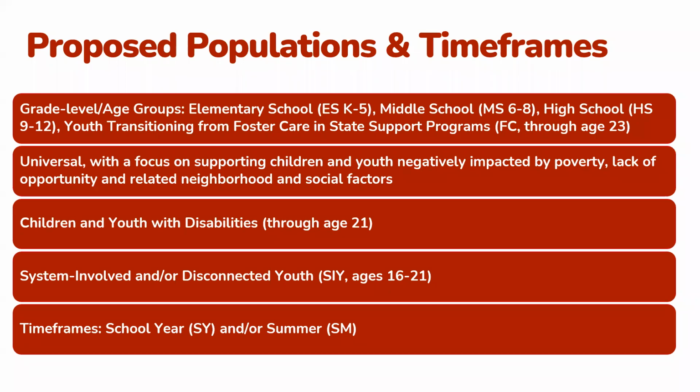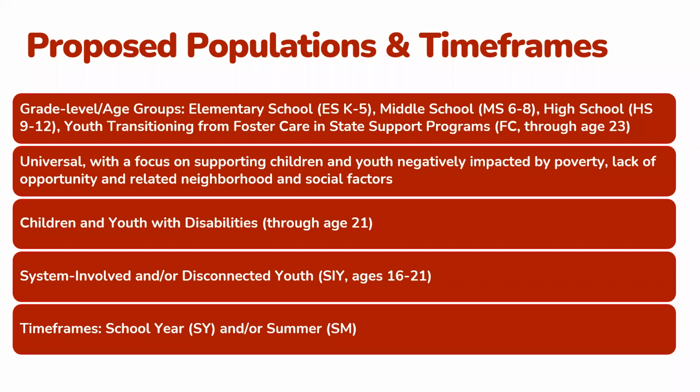These are universal. There are universal focus with supporting children with youth negatively impacted by poverty and lack of opportunity and related to neighborhood and social factors. Again, as mentioned, there is a 2 applications, so you won't see all age groups across both if you select both. And then the system involved youth is from ages 16 through 21, and we'll double click a little bit more into that around what that means and what are some expectations if selecting to complete that application.